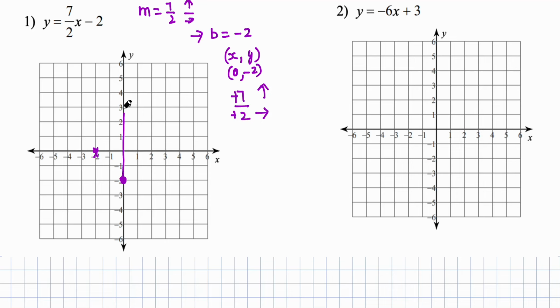So it's 7 up and 2 right. So here we are now. This is our second point. The first point is this, the second point is this, and let's draw the line, which is the graph of the equation. Okay, let's draw it a little bit better. Straight.